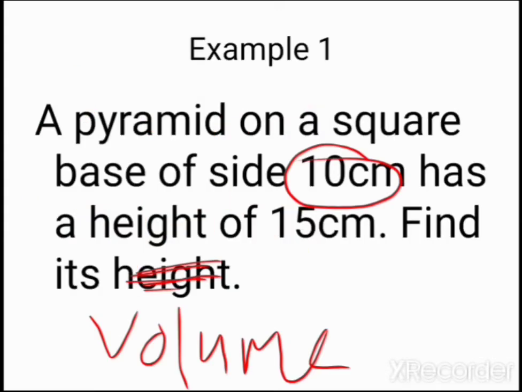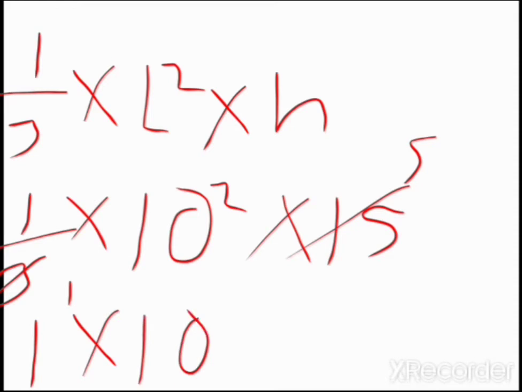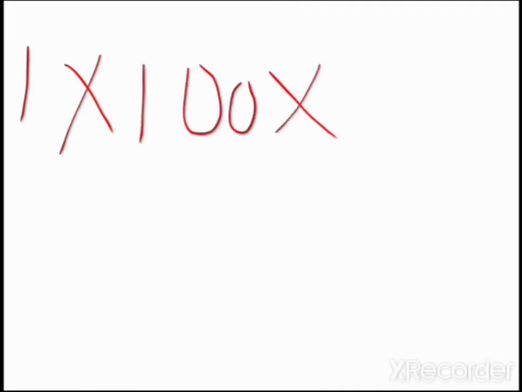We are given the height as what? 15 what? Centimeter. So times 15. So let's compute now. We know that 3 divide 3, 1, 3 divide 15, what? 5. Then we have what? 1 times 10 square is what? 100 times 5. So if we proceed, we have 1 times 100 times 5.